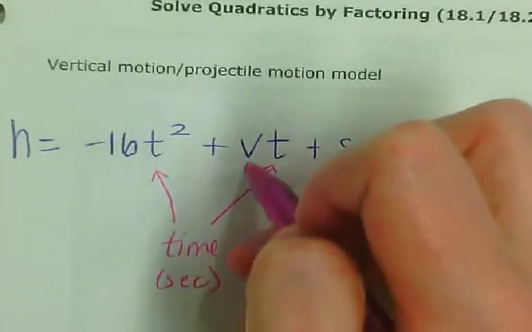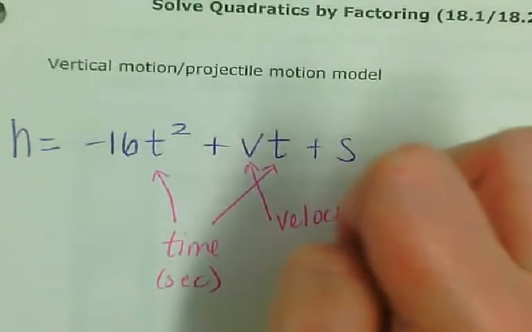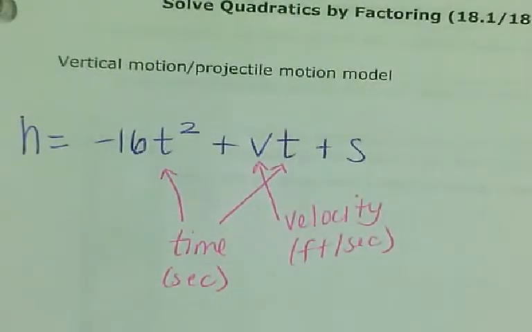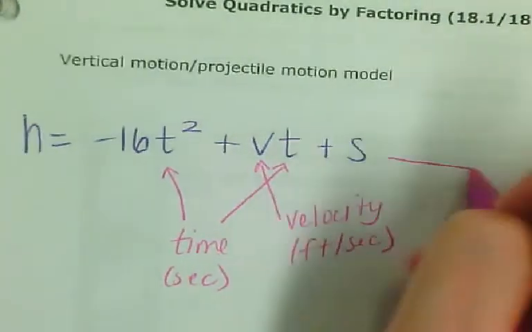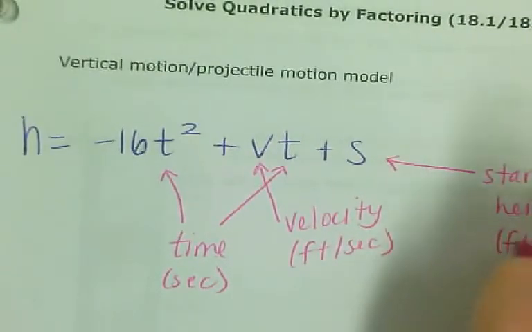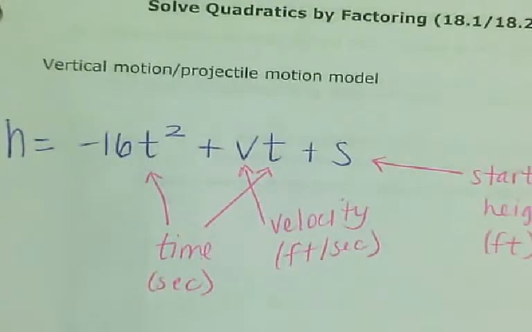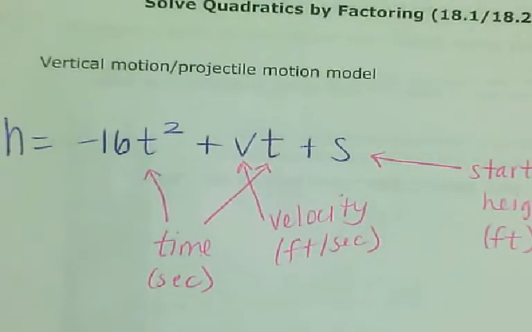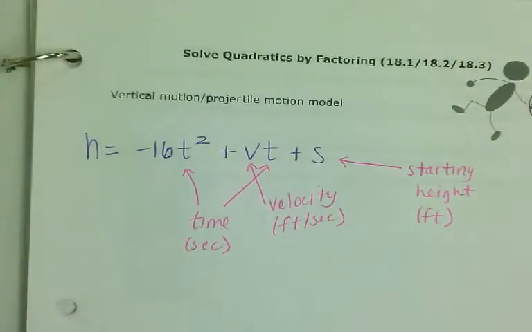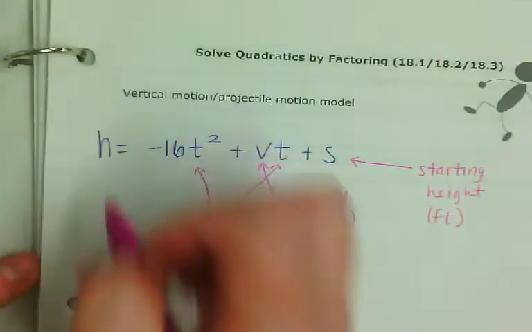The v is the velocity. So basically the speed, it's feet per second. So how fast is that ball going? Is it going 20 feet per second? Is it going 2 feet per second? That's velocity. The s is the starting height, which is also in feet. So where did the ball start from? Did you kick it from the ground? Was it, you know, in someone's hand when they threw it? Where was it?